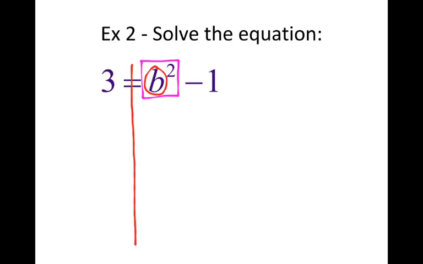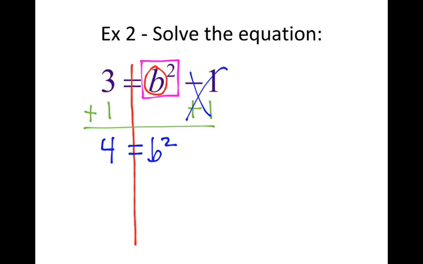We've got to get rid of everything that's outside the box first. That's what this is reminding us here. So we're going to get rid of that minus 1 by doing what? Add 1. All right, so we add 1, add 1. Now we simplify, right? So the minus 1 plus 1, they do what? They cancel. What does that leave on the right side? B squared. On the left side, what's 3 plus 1? 4, and the equal sign goes on the line.